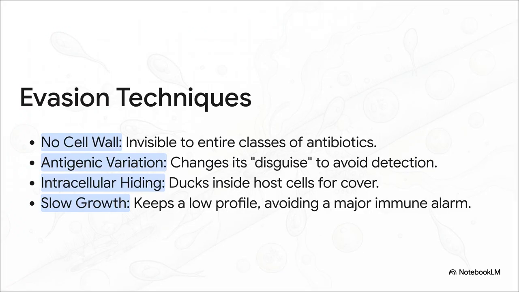It's all about the evasion techniques. First, no cell wall means it's totally invisible to a whole class of antibiotics like penicillin. Then, it's constantly changing its surface proteins. It's like a spy constantly changing disguises. It ducks inside our own cells for cover. And it grows so slowly that it keeps a really low profile, so it doesn't trigger a massive, immediate alarm from our immune system. It's just sneaky.